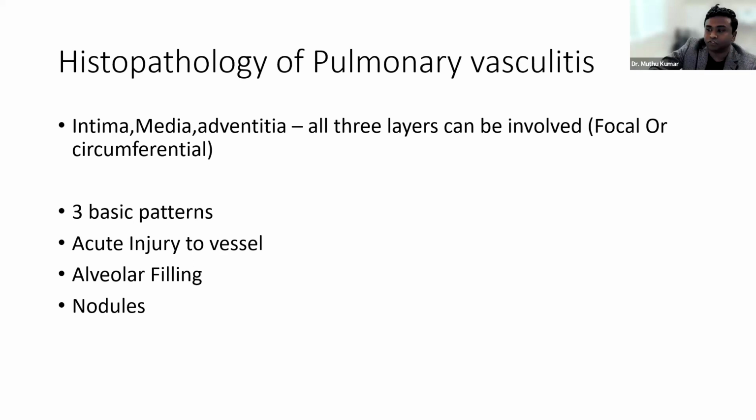Histopathology: there are three basic patterns which parallel the imaging appearance. The acute injury to the vessel results in vessel wall abnormalities like vessel wall thickening, vessel wall enhancement, and perivascular inflammatory changes, and then alveolar filling, which may be in the form of tiny centrilobular nodules, which may correlate with either hemorrhage or centrilobular mass-like opacities. Otherwise, it can go as nodules. So this is how the stage of inflammation goes, and that parallels the imaging also. It starts with the vessel, going into the alveoli and going into the nodules.